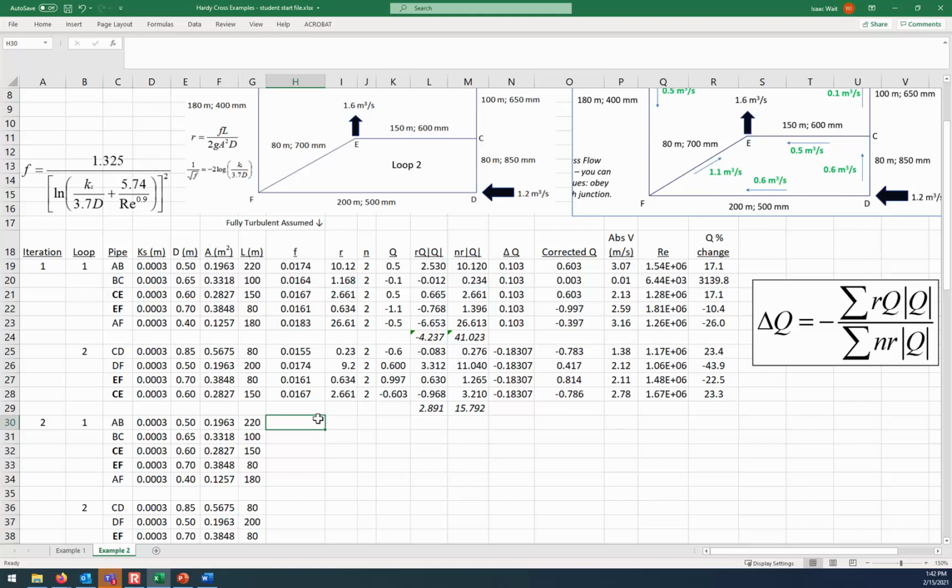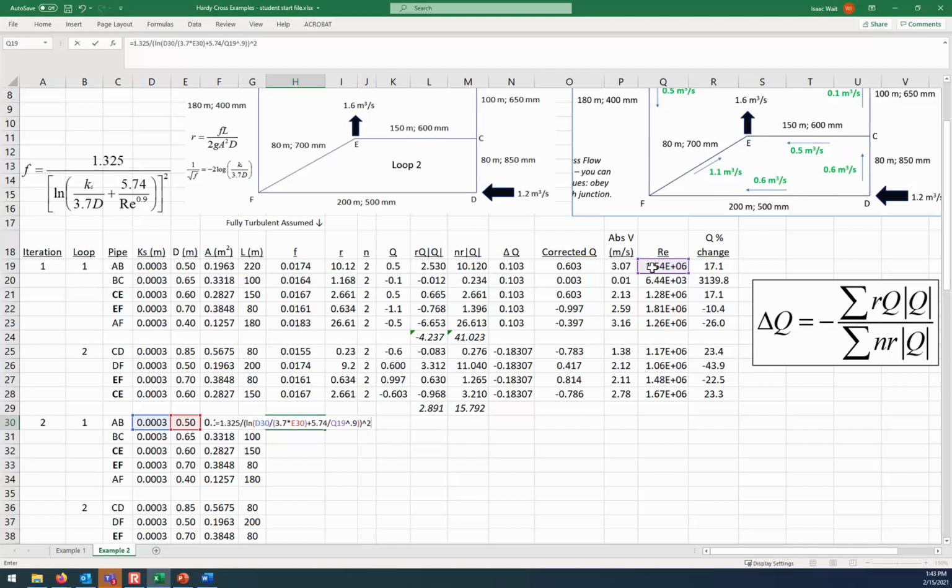So now our F value is going to be equals 1.325 divided by the logarithm of K sub S, here it is, divided by 3.7 times D. All right, so far so good. Plus, now we're doing the right side of the denominator, 5.74 divided by the Reynolds number to the 0.9 power. So I'm just going to refer up here for the Reynolds number and take it to the power of 0.9. Okay, now I close out that, and I got to give it a squared term.